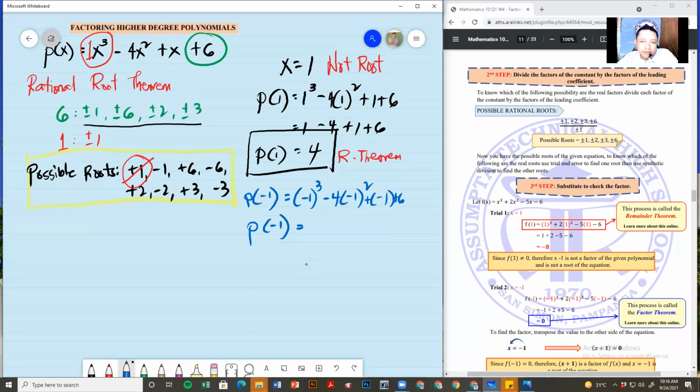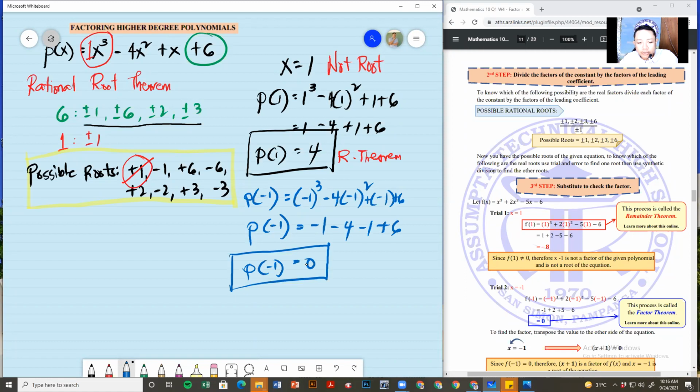Okay, three got 0, one got 2. Let's wait for the rest. Okay, 0, 0, 0. Dumarami na ang mga 0. Exactly. So that becomes 0. So for the manual computation, this will become -1, this becomes positive, -4, -1 plus 6. So -6 plus 6. P of -1 is equal to 0.